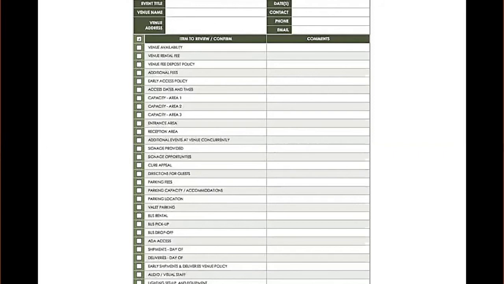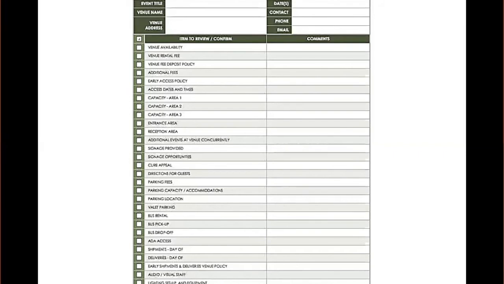They are also looking for bus rental, bus pickup, bus drop-off. They are thinking about the people who will not come with their own cars, but perhaps will use public transport, right? Then they are looking at shipments on the day of, deliveries on the day of, early shipments and deliveries venue policy, because they may need things shipped to the venue earlier than the day of the event. Does the venue allow that?